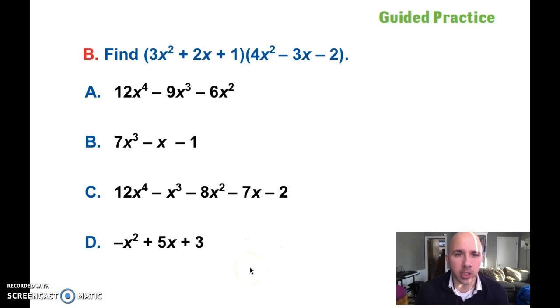This is really challenging. It's a trinomial times a trinomial. You'll have 3 layers on this problem. Let's see how you can do, okay? A, B, C, or D.